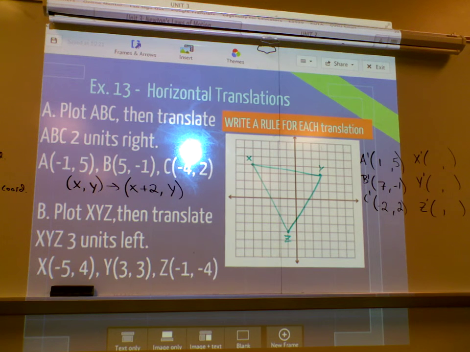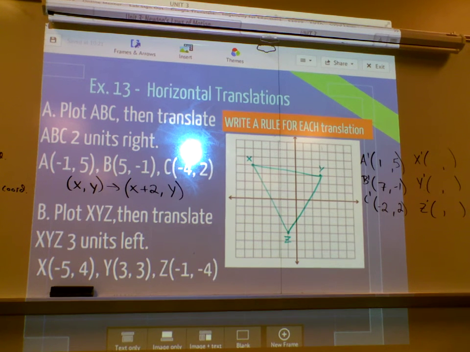X ends up off the grid. That's okay. It's just 1 unit off. Same with that. So if you get X off the grid, don't think you're doing it wrong.